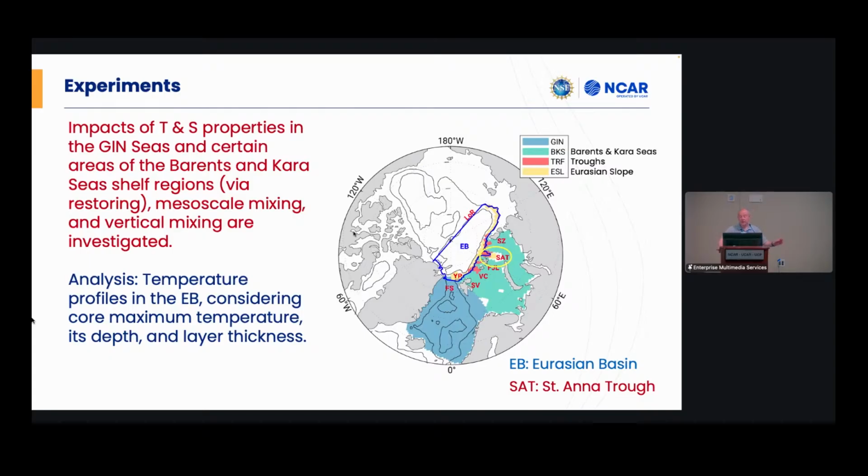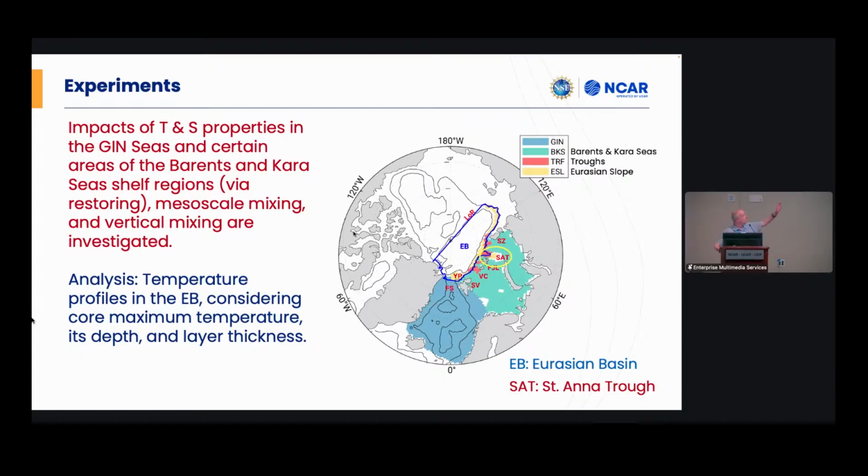So we considered, for example, strong restoring in the GIN Seas, that's the dark blue region. Then the turquoise, and the light green region is the Barents-Kara restoring. Then we did a bunch of experiments. For example, the yellow one is restoring T and S only in those yellow regions, the Eurasian slope. Then we backed out a little bit when we restored only in certain trough regions. Those are the red regions that are shown to identify where these biases are originating from.